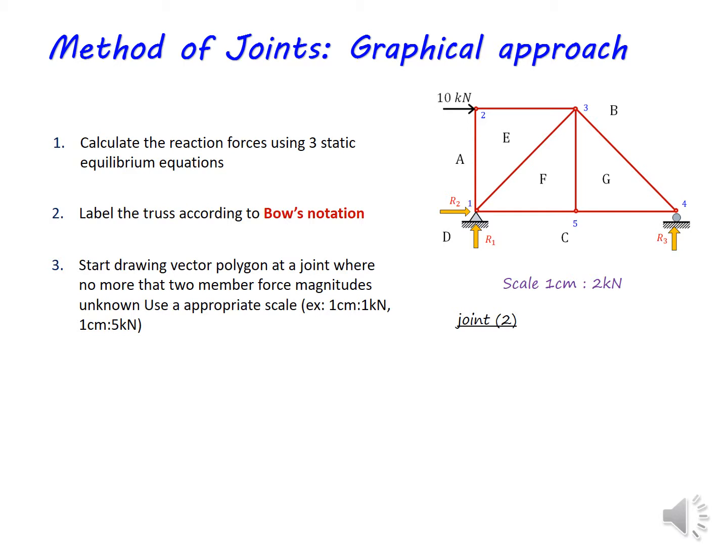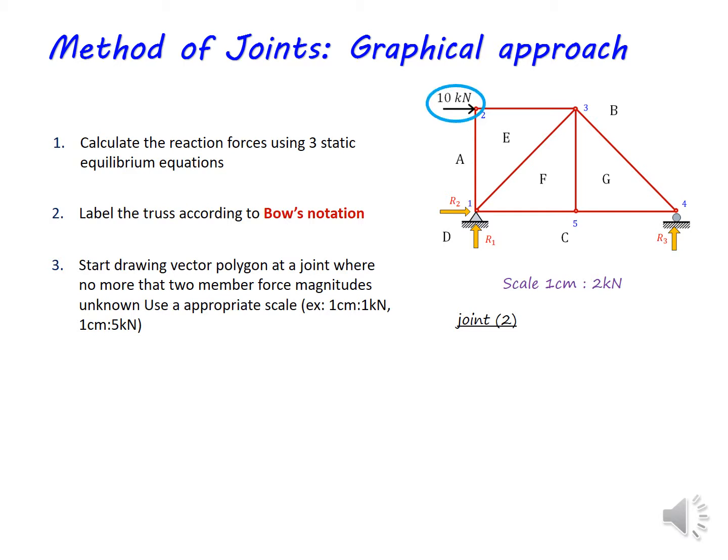Okay, at joint 2 you can see 3 possible force components acting on that joint. One due to the external load 10 kilonewton, one due to the member force of member 2-3, and the third force due to the member force of member 1-2. Okay, let's start drawing the forces one by one.